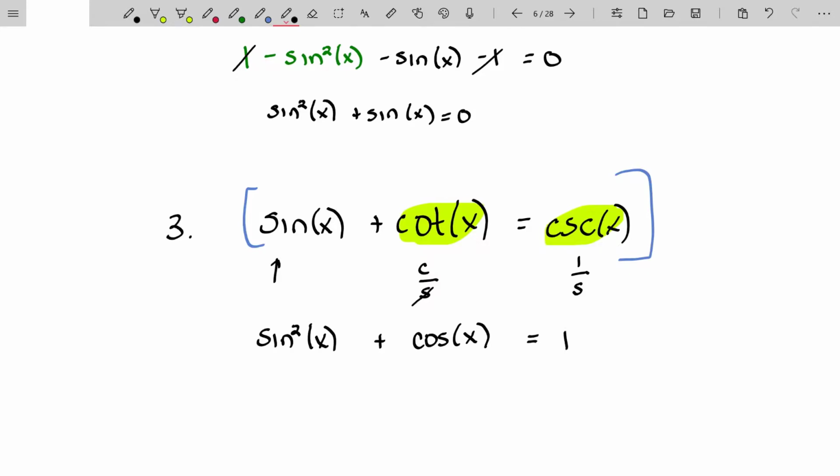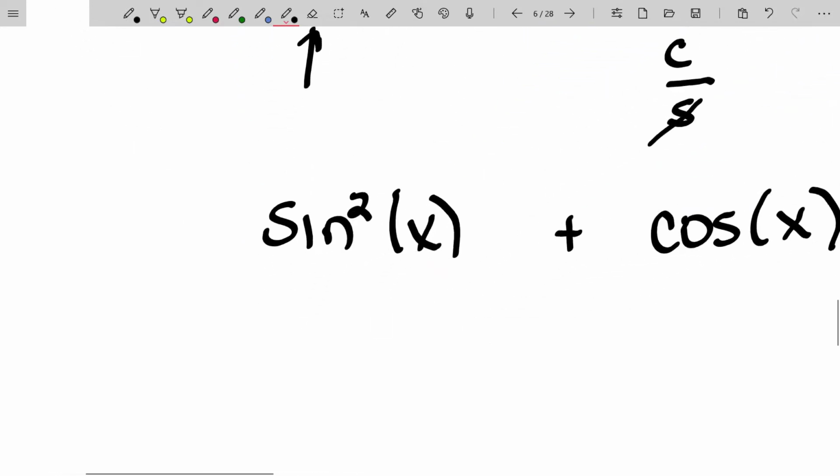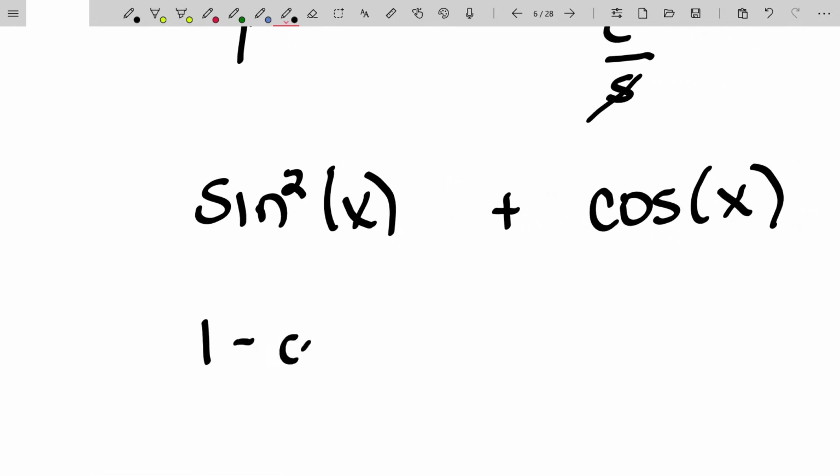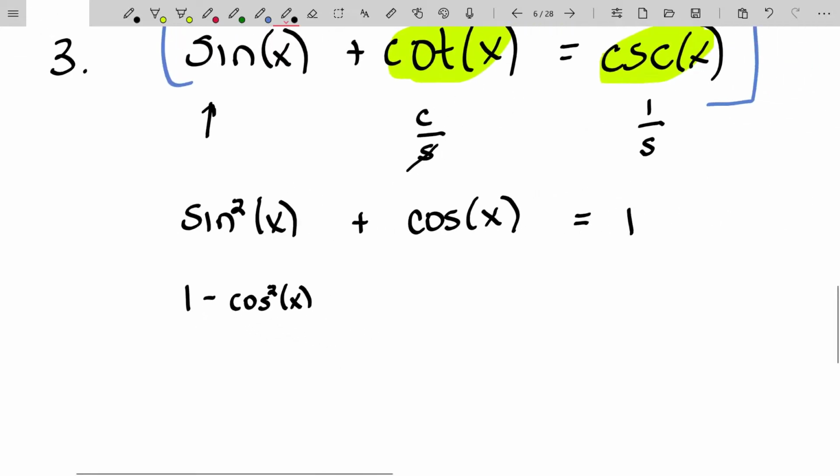And you look at that and you say, but that's still a mixture of trig functions. And it is. However, I have a trig identity I can use. Sine squared is 1 minus the cosine squared. And then we still have plus cosine. And we have that equaling 1. And then you can subtract 1 from both sides and do the rest of it.